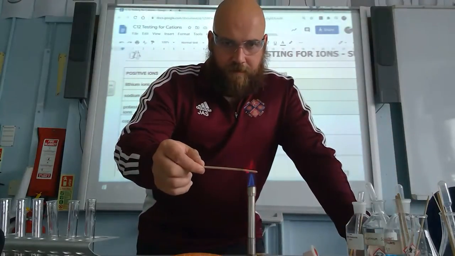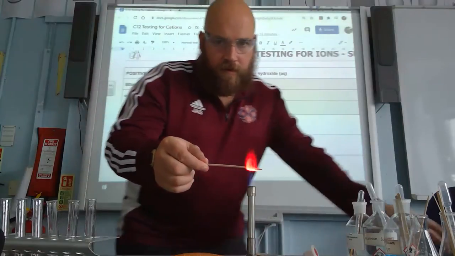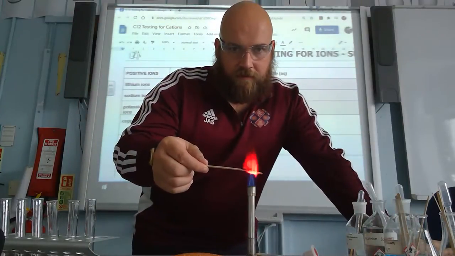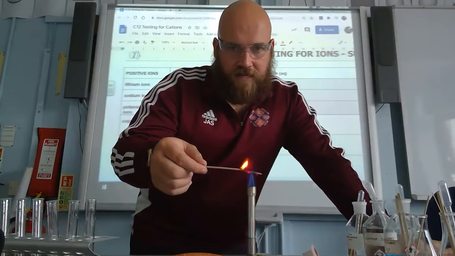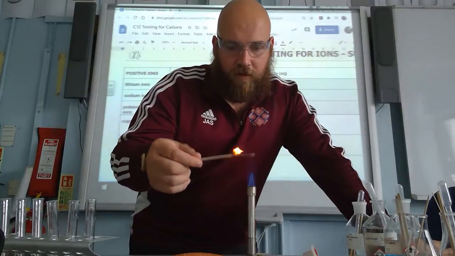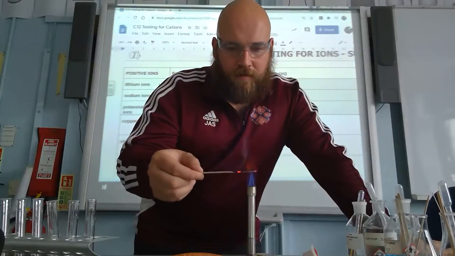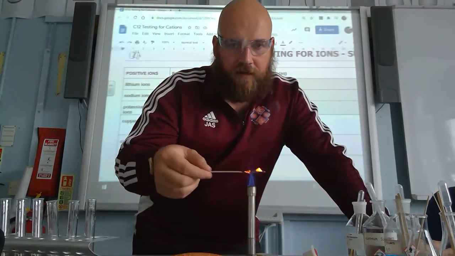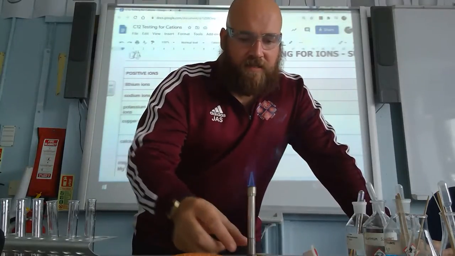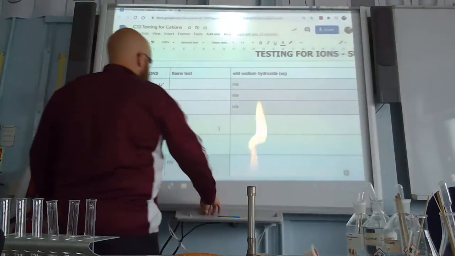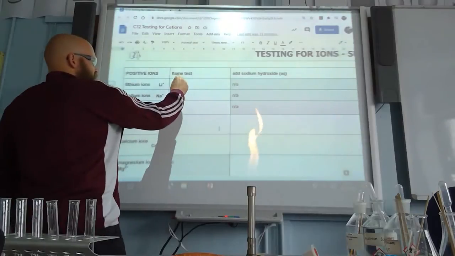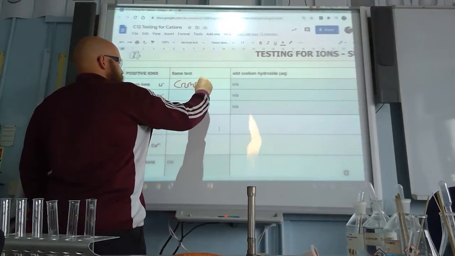Can you see the color that it goes? Yeah, perfect. It's got that lovely reddy color. Ignore the orange bit, that's just the flame, that's the wood burning. So it went a lovely red color. We call it crimson. So that's gone crimson.